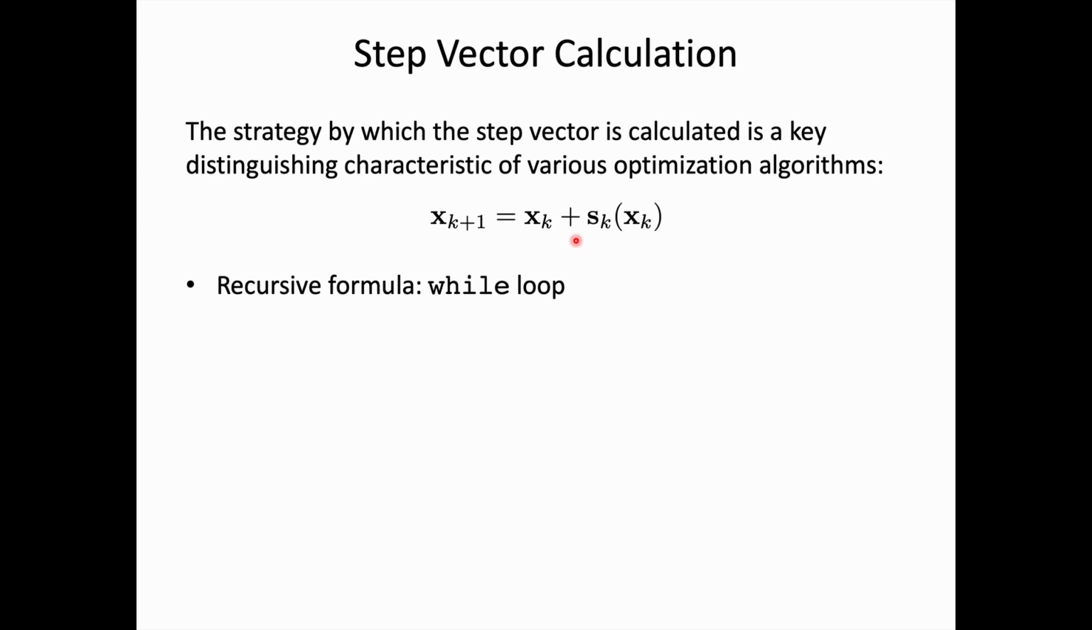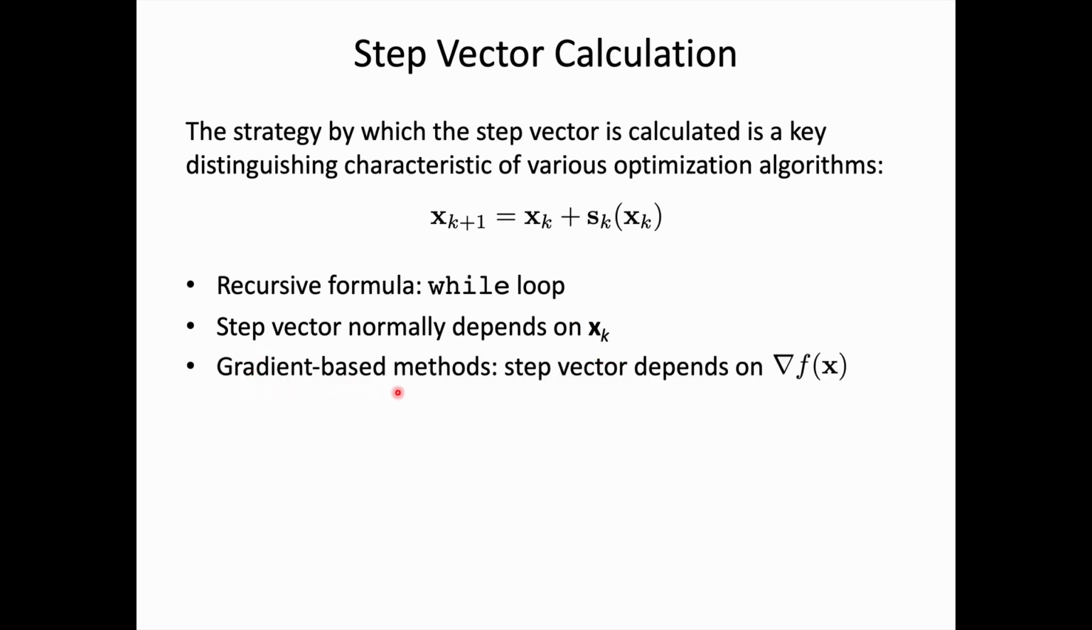In any case, we will typically implement this recursive formula using a while loop. This step vector normally depends on xk. We will be focusing on gradient-based methods. And with these methods, the value of the step vector depends on the gradient of the objective function at xk. Or, in other words, this step calculation does depend on xk, but it depends on it in a way where we are going to have to calculate the gradient of f(x) as an intermediate step.